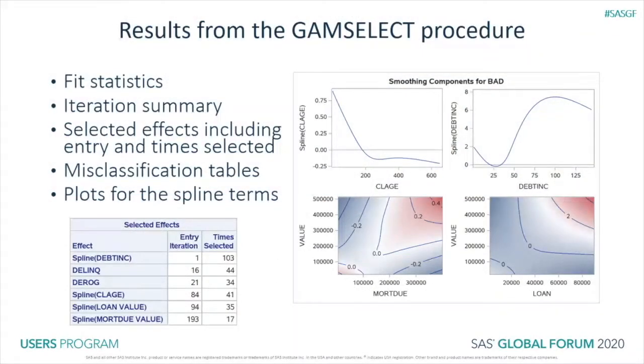Here are some of the output. You get fit statistics. You can also get betas if you want them. But in this case, I'm showing you the graphs. On the right side, in the graphs over there, you'll see 4 separate graphs. The 2 at the top, one is for CLH, and it shows its functional form with respect to our outcome of interest. Same with the DEBTINC. The bottom 2 are for the interaction. So that's the value and mortdue interaction and the value loan interaction. And here you can see how these interactions are affecting the outcome. Where you see the bright red, or the brightest red color, is where the event is most likely to happen, and where you see the darker colors is where it's least likely to happen.